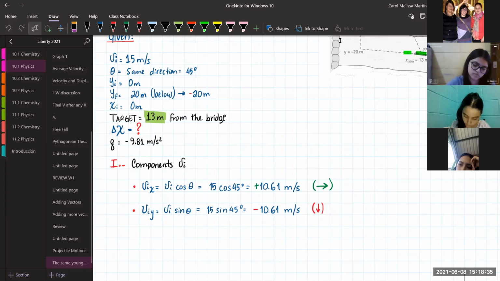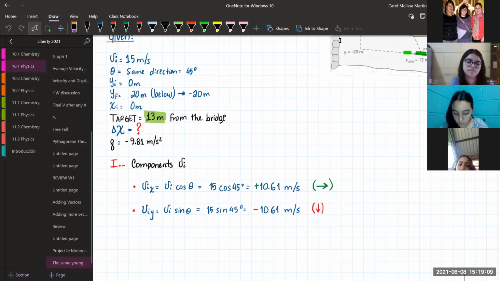After getting the components, you analyze. Remember that I gave you the list of formulas. You cannot get delta x because you don't have the time. That's the barrier that we have for this exercise. We don't have the time, so we need to use the formulas that are not using time.